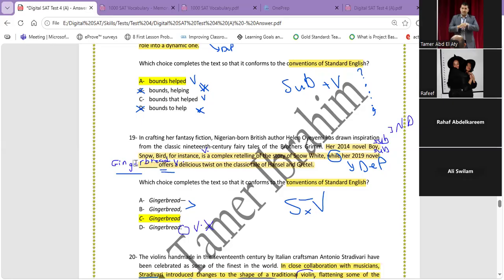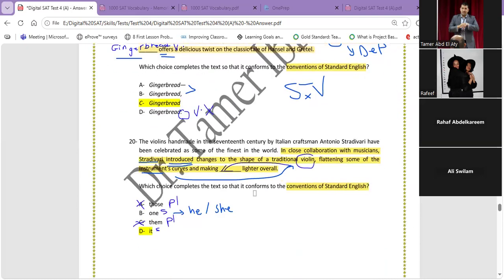Okay. So between the subject and the verb, we cannot separate them. We can't put anything between them, except if there is a phrase or a clause between them that is not essential. But here, the subject and the verb come after each other. So we're not going to separate them with anything. So the answer is C.